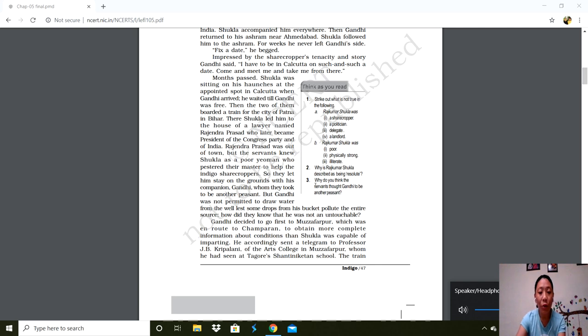Now you might have got the answer for the third question here. Why do you think the servants thought Gandhi to be another peasant? All right. Gandhi was thought to be another peasant because he was with Rajkumar Shukla, and Rajkumar Shukla had frequently visited Rajendra Prasad's house to seek help, right, with regard to the sharecroppers' problems in Champaran, right?